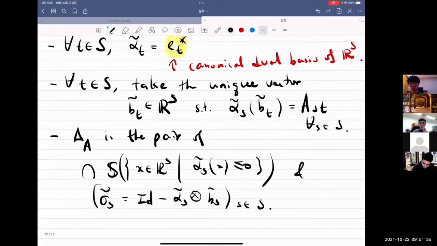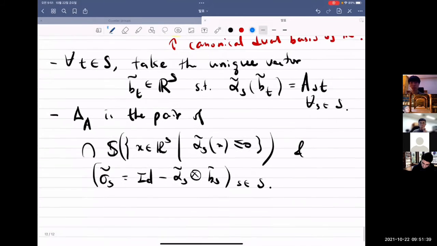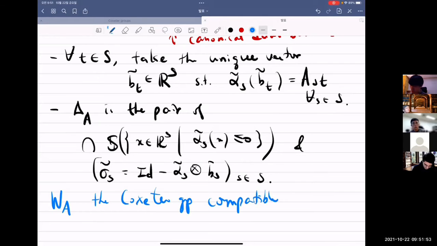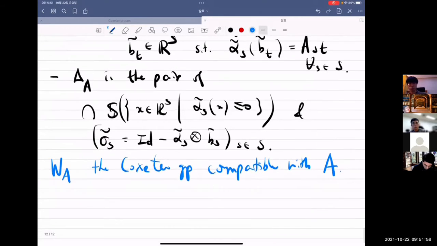Okay, so this is my Cox simplex. And then if I take WA, the Cox group comparable with A. Okay, so given the Cartan matrix A, there is a unique Cox group which is comparable.